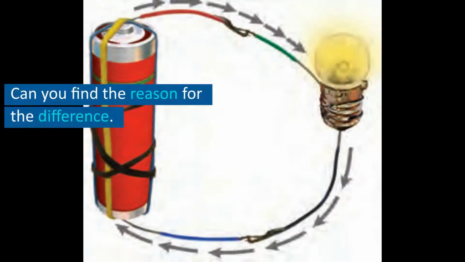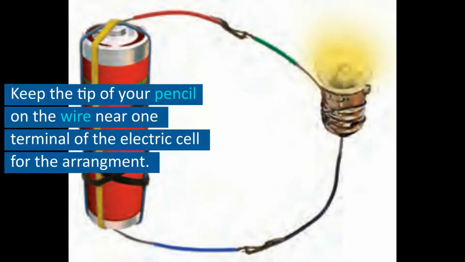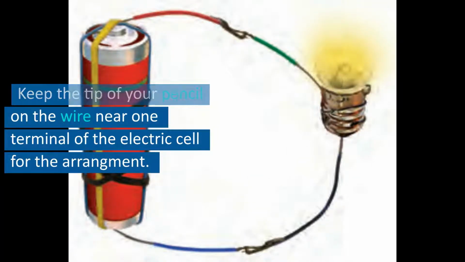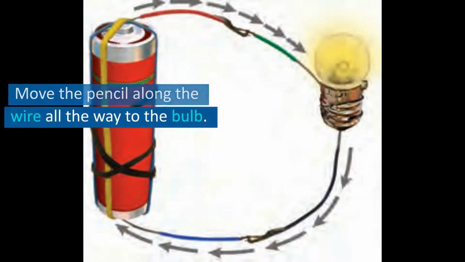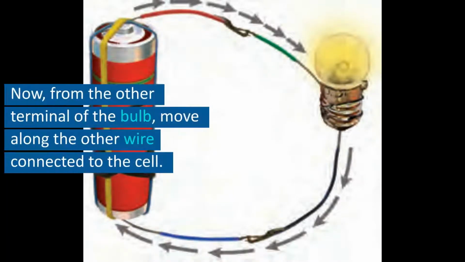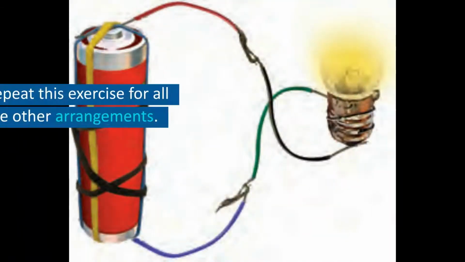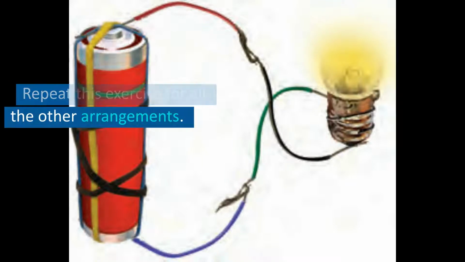Can you find the reason for the difference? Keep the tip of your pencil on the wire near one terminal of the electric cell for the arrangement. Move the pencil along the wire all the way to the bulb. Now, from the other terminal of the bulb, move along the other wire connected to the cell. Repeat this exercise for all the other arrangements.